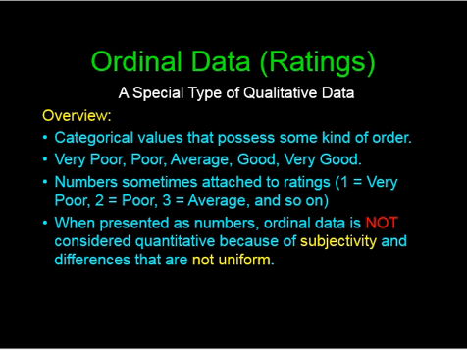Numbers are sometimes attached to the ratings. So for example, when you fill out your course evaluation, it'll say, basically, rate your instructor. A 1 is very poor, a 2 is poor, 3 is average, and so on. So again, what you do is you give the instructor a rating, and the ratings correspond to some sort of description. Basically 3 is average, or 5 is very good, and so forth. When presented as numbers, ordinal data is not considered quantitative because of two reasons. The first is subjectivity.